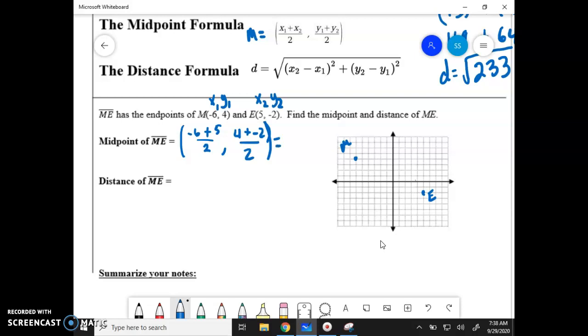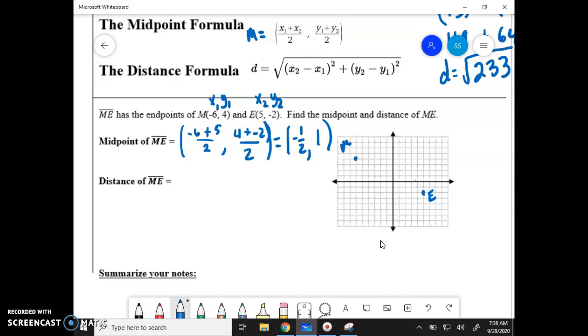Okay, now we can simplify these. -6 plus 5, that's -1 over 2. Let's just call this -1/2. If you type it into your calculator, you might get -0.5. That's okay. And then our y, we got 4 plus a -2, which is going to be 2. 2 over 2 simplifies to 1. All right, so there is my midpoint.